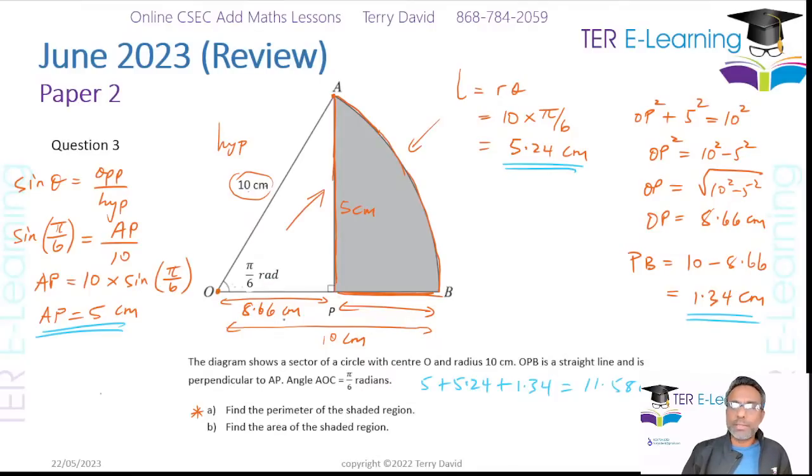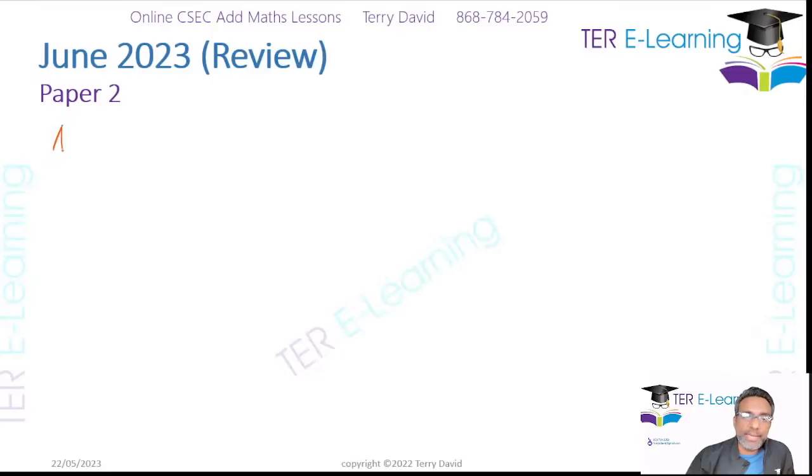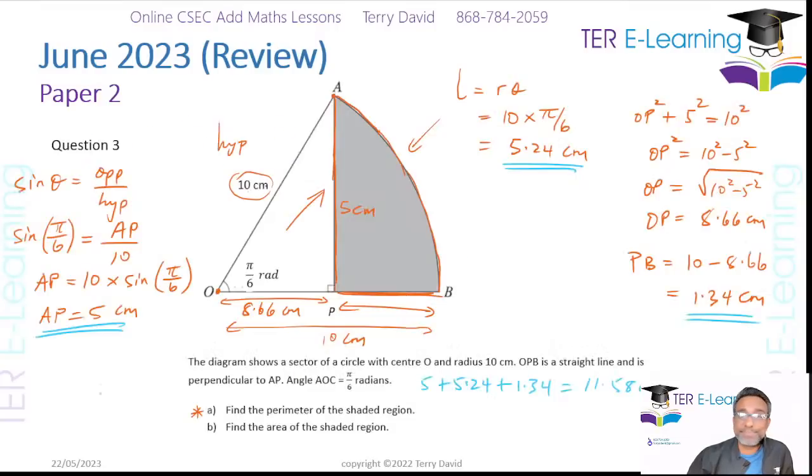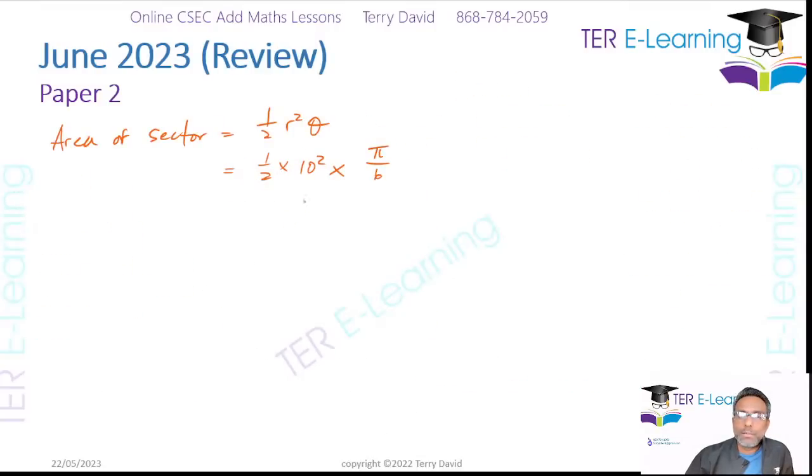8.66 is OP. So the first thing I'm going to do is find the area of the sector. The area of the sector is equal to a half r squared theta. That's the formula. So it's a half multiplied by the radius 10 squared, multiplied by pi on 6. So this is going to be 50 multiplied by pi over 6, and you're going to get about 26.18 cm squared. That's the area of the whole sector.